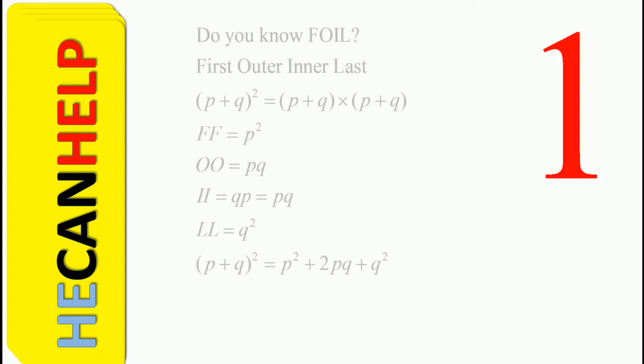Do you know how to do the FOIL? P plus q times p plus q is, first times first is p squared. Outer times outer is p times q, which is pq. Inner times inner is q times p, and that is pq. And last times last is q times q, and that is q squared. So we get p squared plus 2pq plus q squared.